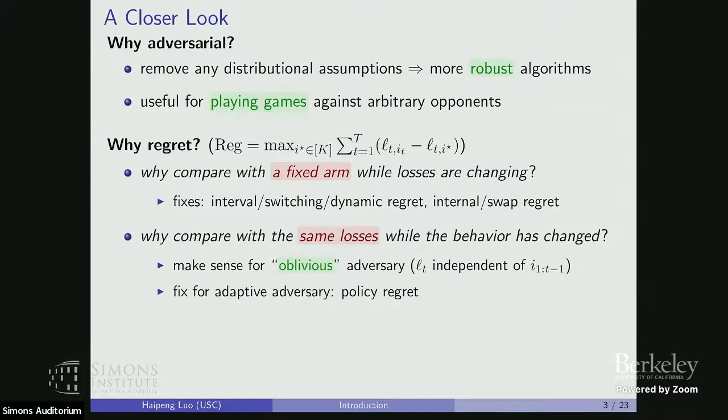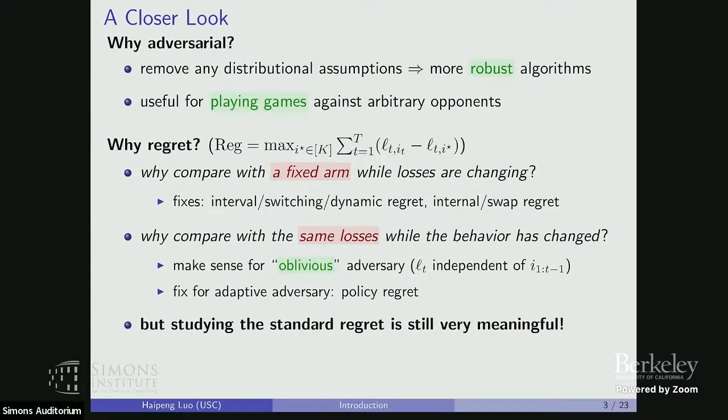Then this regret makes total sense. But even if you're against an adaptive adversary, an adversary that can depend on your past actions, there are fixes. One notion is called policy regret, which exactly addresses this concern. But I want to emphasize that even despite all these issues, studying the standard regret in the adversarial setting is still very meaningful, for two reasons. First, it is the foundation of all these other stronger regret measures, in the sense that you either extend the techniques for minimizing the standard regret to these stronger notions, or in some cases you can even reduce the problem to minimizing the standard regret. So that's why standard regret is fundamental despite all these issues, and that's why we care about it.